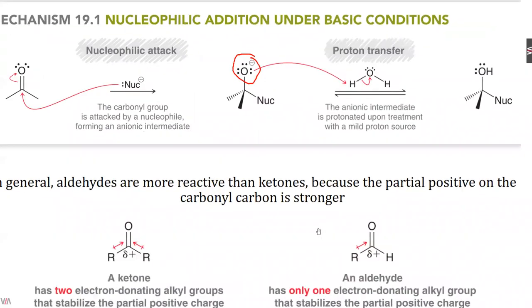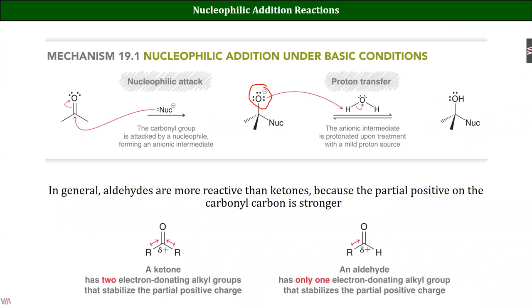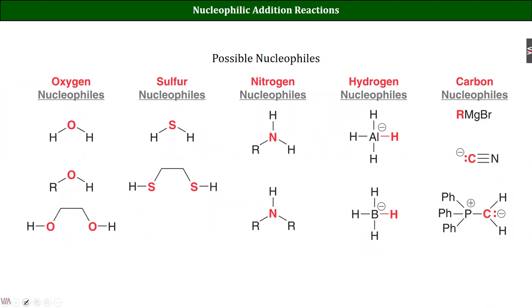And just like we were talking about earlier, for these mechanisms, aldehydes are more reactive than ketones because the partial positive on the carbonyl carbon is stronger, because you have two electron donating groups versus only one electron donating group. And that's why formaldehyde is so reactive, because formaldehyde has zero electron donating groups, and so that partial positive is really exposed. And any of these nucleophiles are fair game. Oxygen-based nucleophiles, it could be an alcohol, it could be water, it could be a diol. Sulfur-based nucleophiles, nitrogen-based nucleophiles, hydrogen nucleophiles, carbon nucleophiles, these are all fair game.